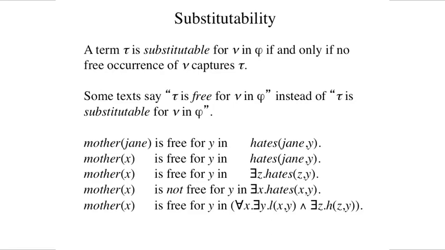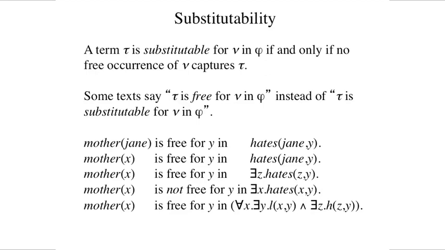In what follows, we say that a term tau is substitutable for a variable nu in phi if and only if no free occurrence of nu captures tau. Some texts say that tau is free for nu in phi. For example, mother of Jane is free for y in hates Jane y, since the term contains no variables at all. The term mother of x contains variables, but it's free for y in hates Jane y, since there are no quantifiers to capture the variable.